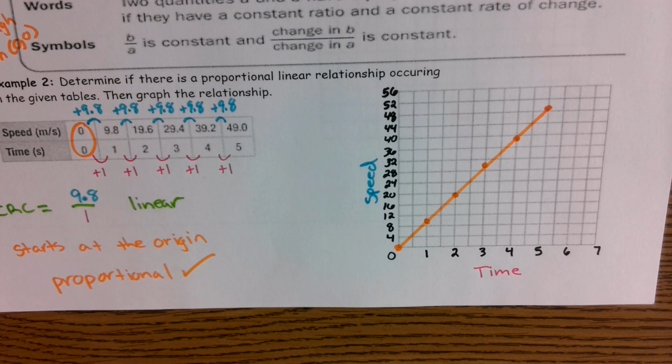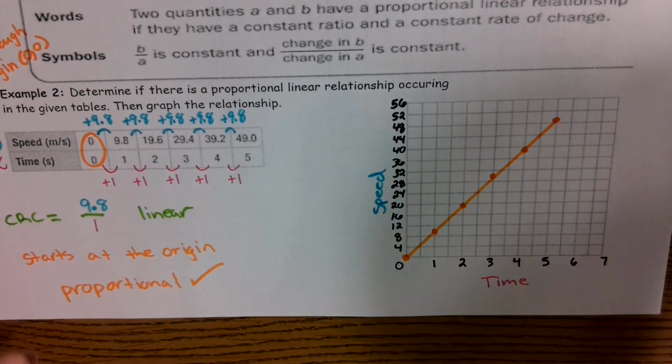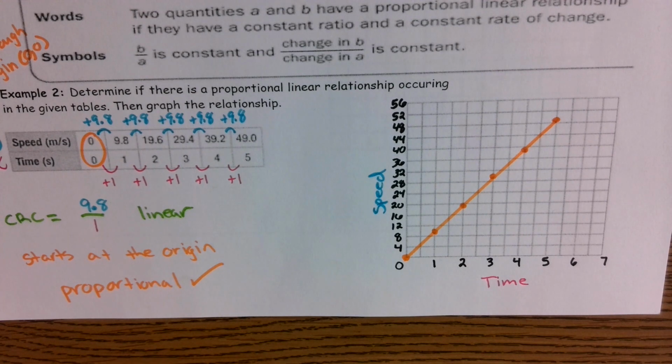I want you to do the exact same thing on the back. On the back, you've got hours spent studying, so that's time, and test scores. That would be your Y. And then the second graph is representing the weight of an item, and then the mass of the item. The weight versus the mass.